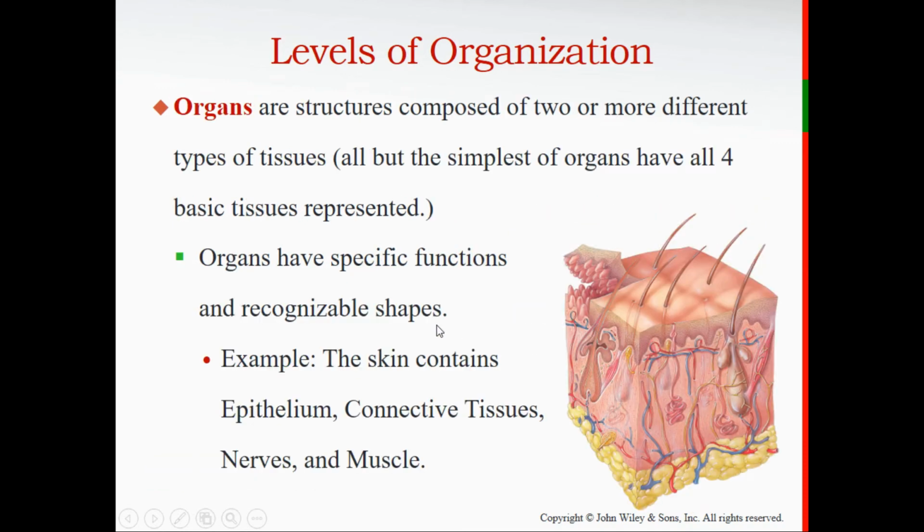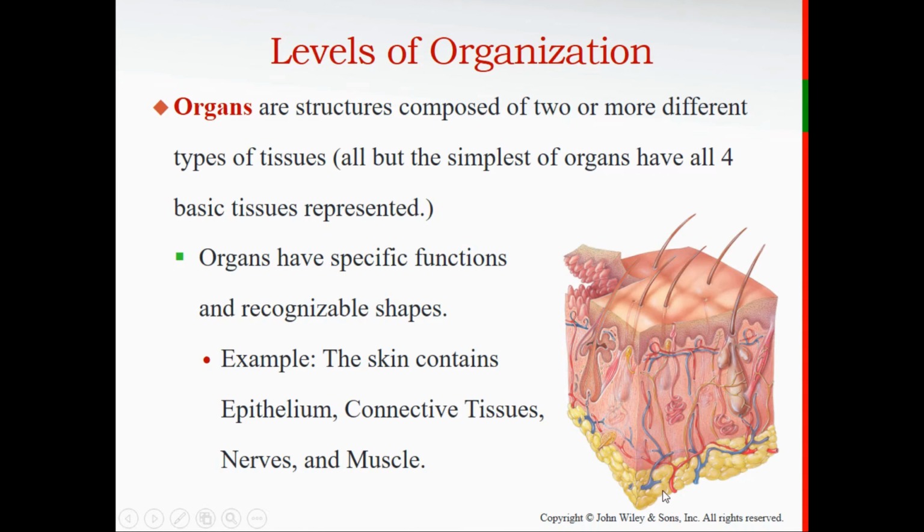Tissues make up organs. Organs are the structures composed of 2 or more different types of tissue. All but the simplest of organs have all 4 basic tissues represented. So in this corner, we have a section of skin. I usually refer to it as the skin cube or the cube o skin.